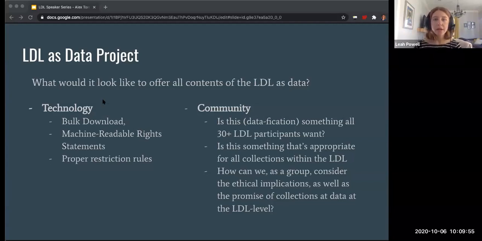But I think what really makes our project stand out is our focus on community. We are invested in considering questions like, is this datafication something all 30+ members of our LDL community or LDL participants want? Is this something that's appropriate for all collections within the LDL? How can we as a group consider the ethical implications as well as the promise of collections as data at the LDL level?